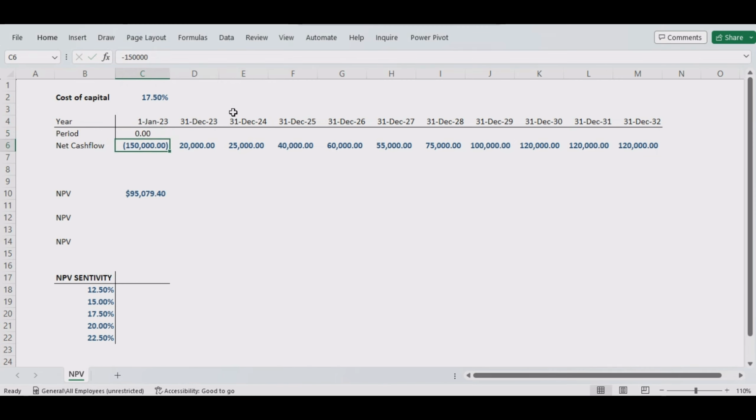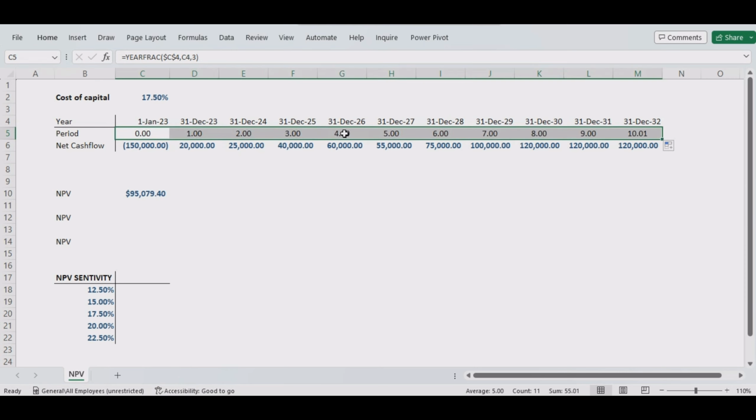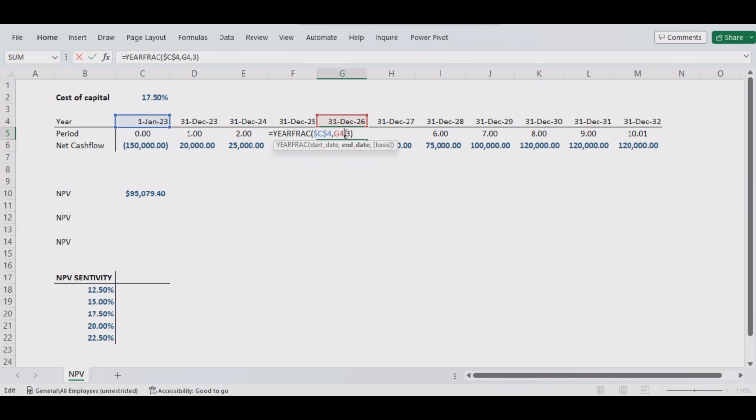Then like this. So what you notice is at the beginning, when you make the investment, there is no period that has elapsed. The period is 0. Then I'll just drag this formula like this. We are finding the difference, so the period that has elapsed from the time we made the investment to where we are. So these are the periods. So these are years. So year 1, year 2, up to year 10. Then after this, we need to find the present value, PV. So for the present value, what we need to do is find the discounting factor.